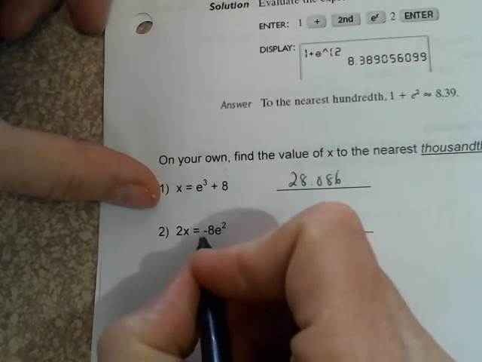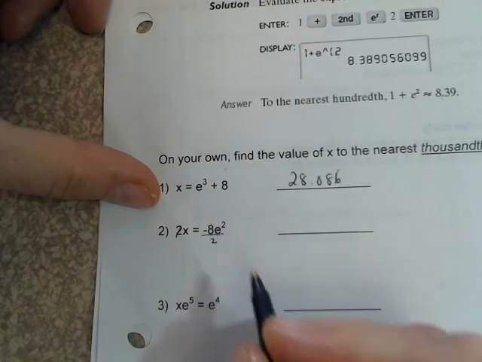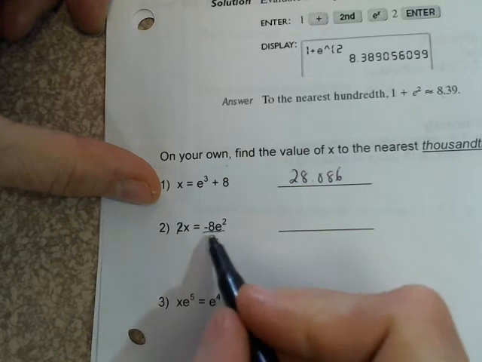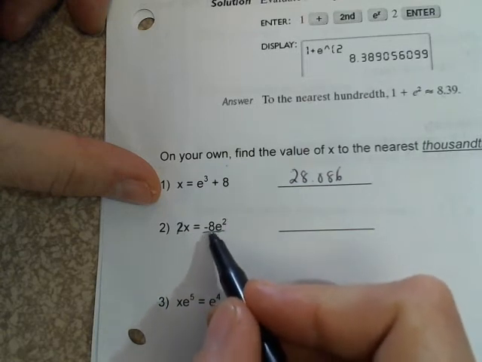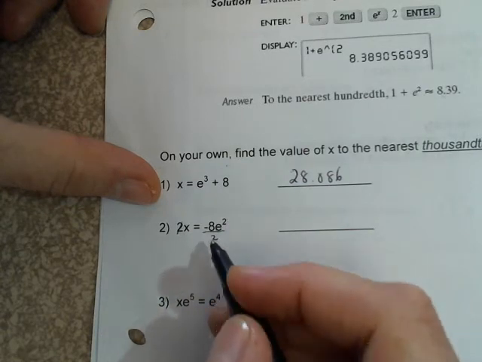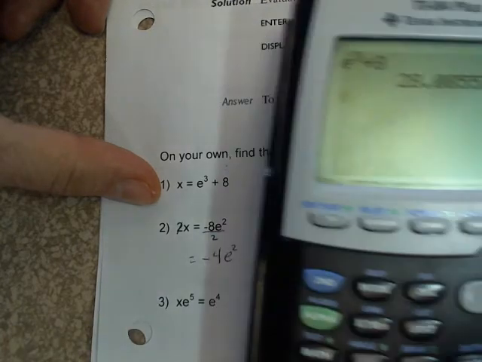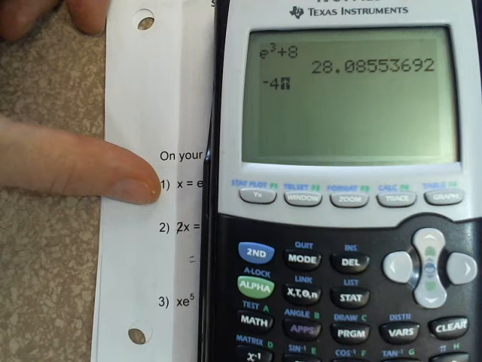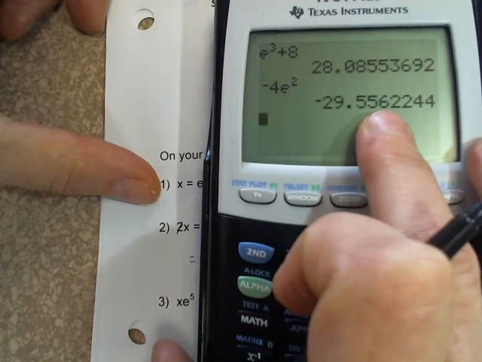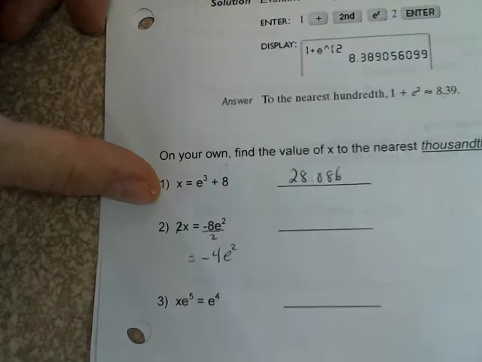Number 2, you're going to divide both sides by 2. And if you wanted to just put that in your calculator like this, you can, or you can divide -8 by 2, which is -4 e squared. -4 e squared is -29.556, and the 2 keeps the 6 a 6.